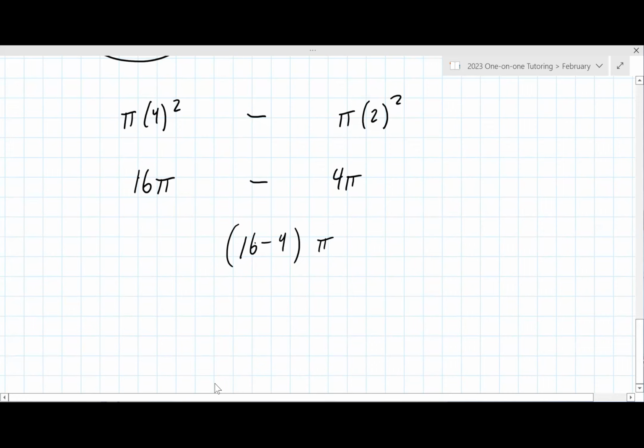You've already guessed 11. 11 is not right. 16 minus 4, Sourish. It's 12. 12 pi. Yeah. Okay, so what did we do?